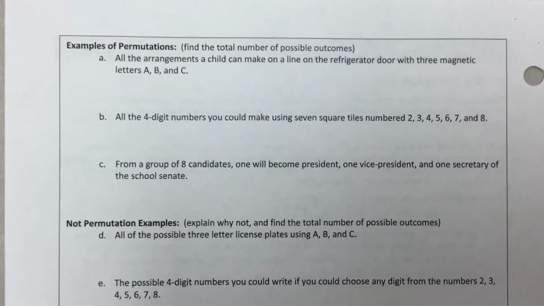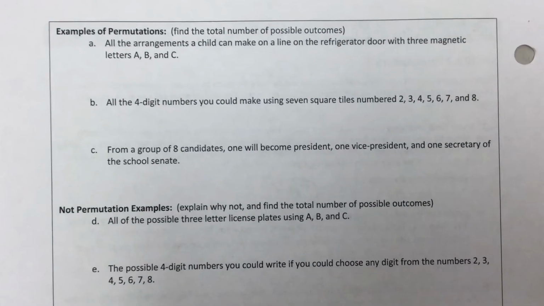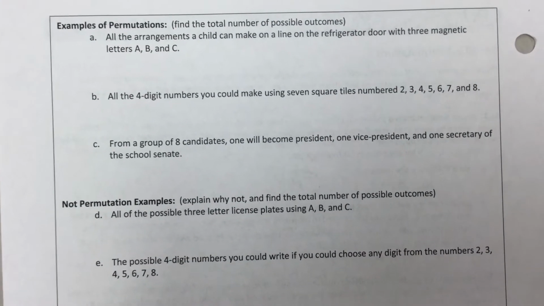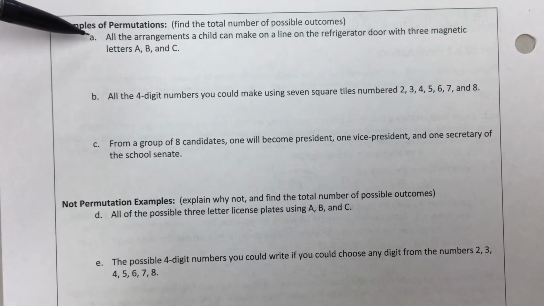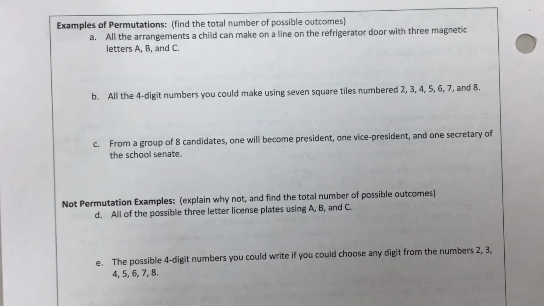So it is important that you look at some examples of what are permutations and some things that are not permutations. For example, these are examples of permutations. It says all of the arrangements a child can make on a line on a refrigerator door with 3 magnets of A, B, and C. So again, for it to be a permutation, we have to have 2 things. Order matters, and we cannot repeat.